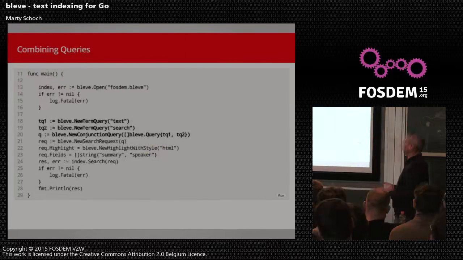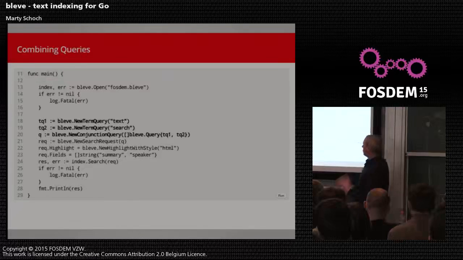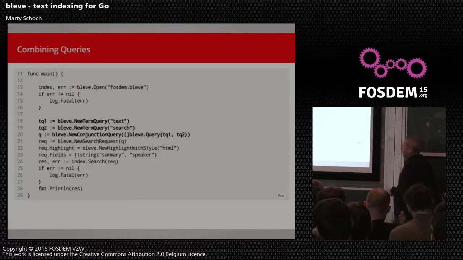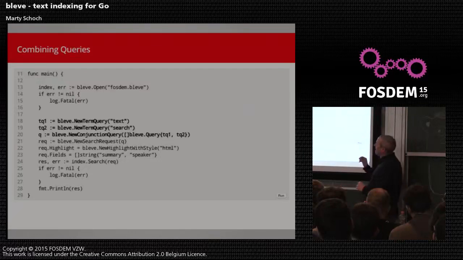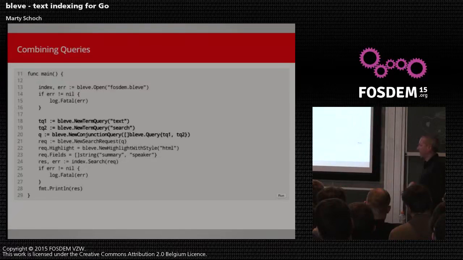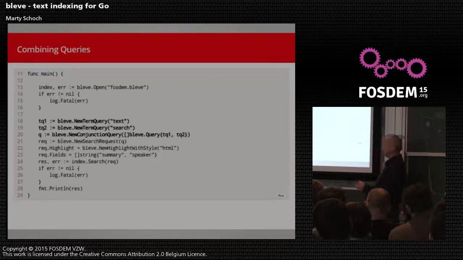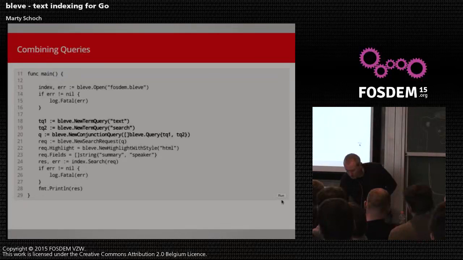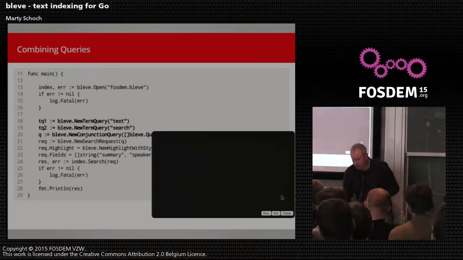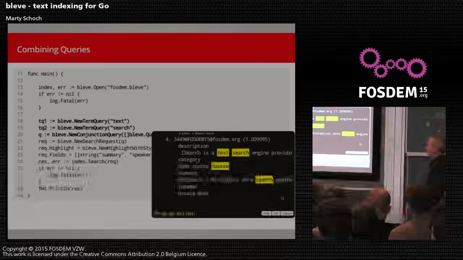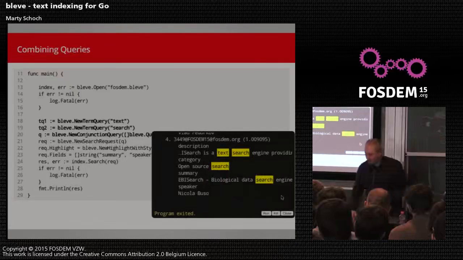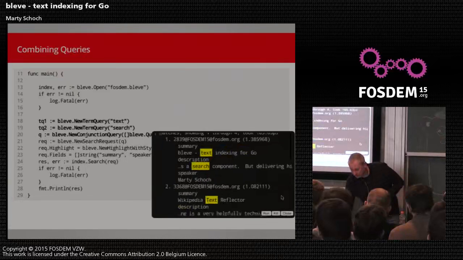Now, you don't get too far before you want to be able to combine simpler queries into more complex queries. We have conjunction and disjunction. What I'm going to show here is a conjunction query for the term search, text, and the term search. So it's sort of like the phrase text search, but there's no position requirement. They don't have to be side by side. They just have to both be in that particular document. And when we run this one, it's going to match slightly more documents now because this is a more general query. So this matched 4 documents at FOSDEM that were about text search.